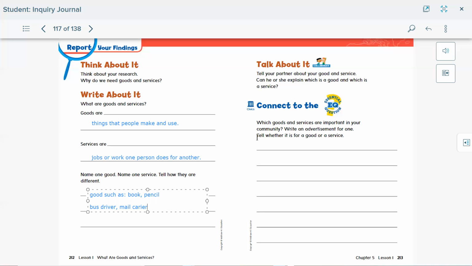Okay, so that was it for our lesson for today. We learned about the difference between goods and services, and we learned that goods, that different things that people make and use, and service, that job or work that person does for another.